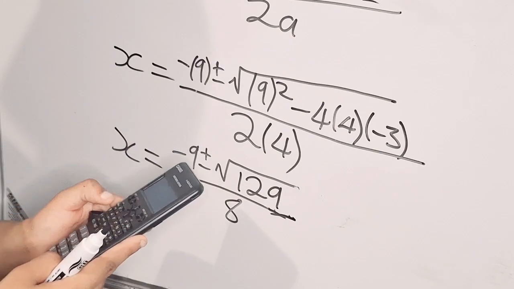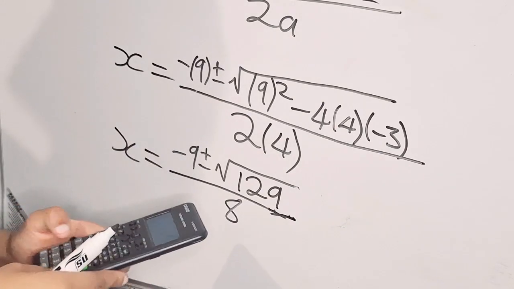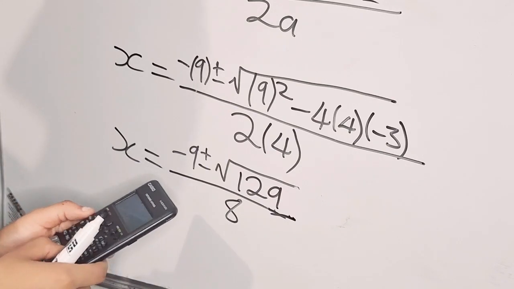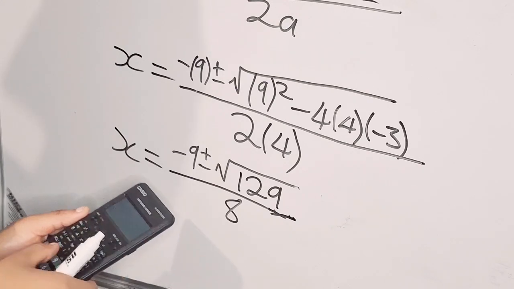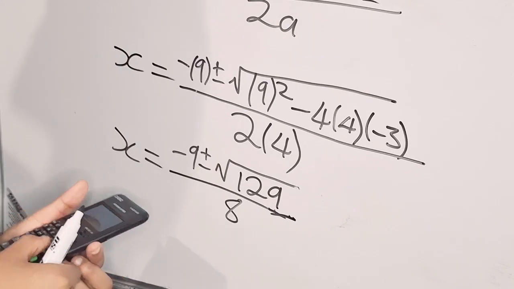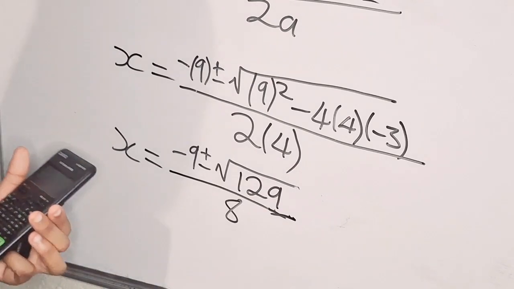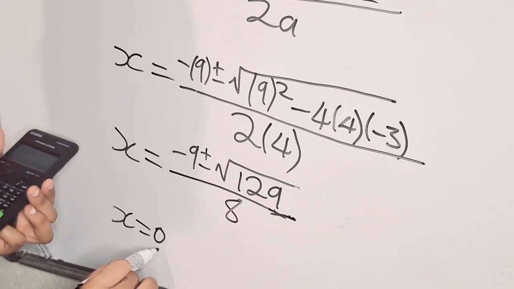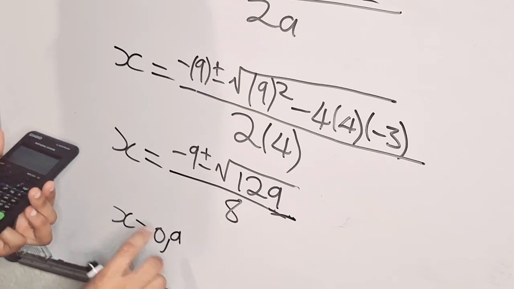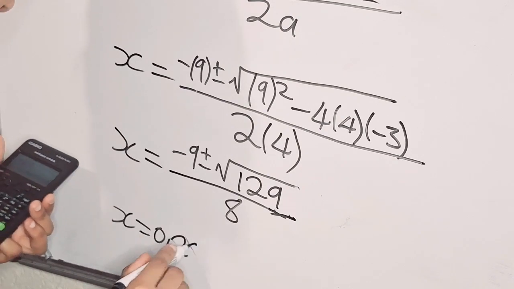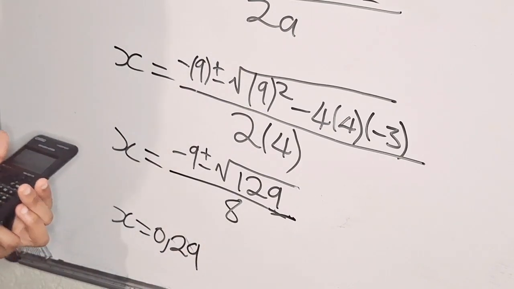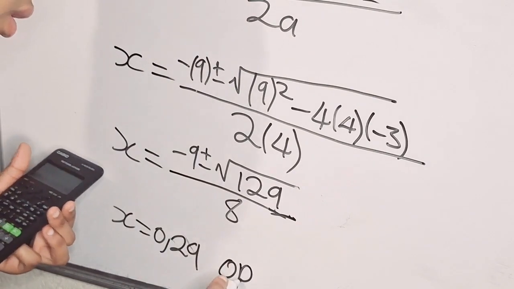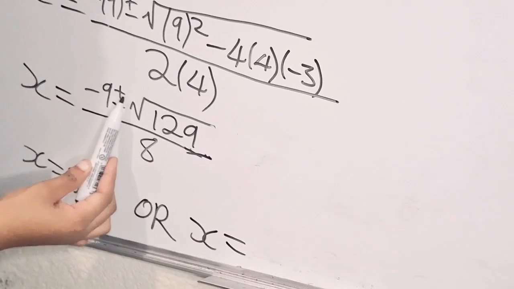I'm going to say negative 9 plus the square root of 129 all over 8. Then the answer, when I put it in decimal form, I'll have to round it off. So x is equal to 0.29. I have just rounded it off to 2 decimal places. It continues, but I'm rounding it off. It is 0.29. Or x is equal to, the other one; I used plus, guys.